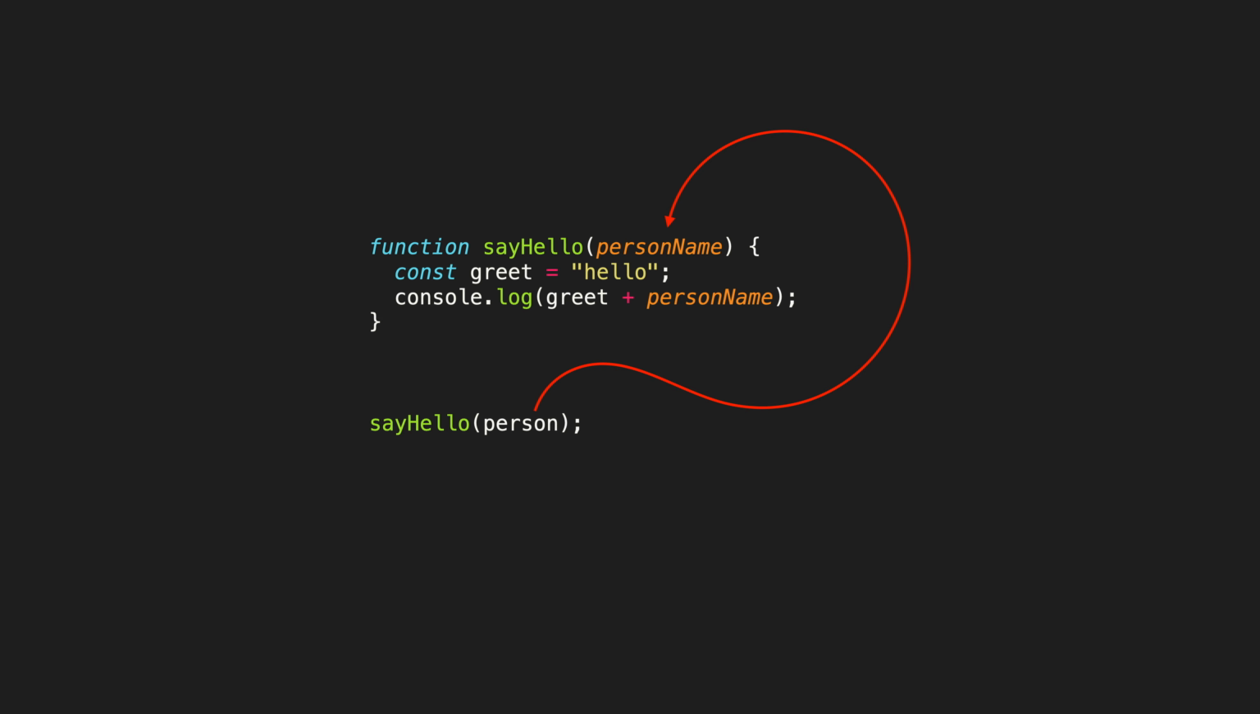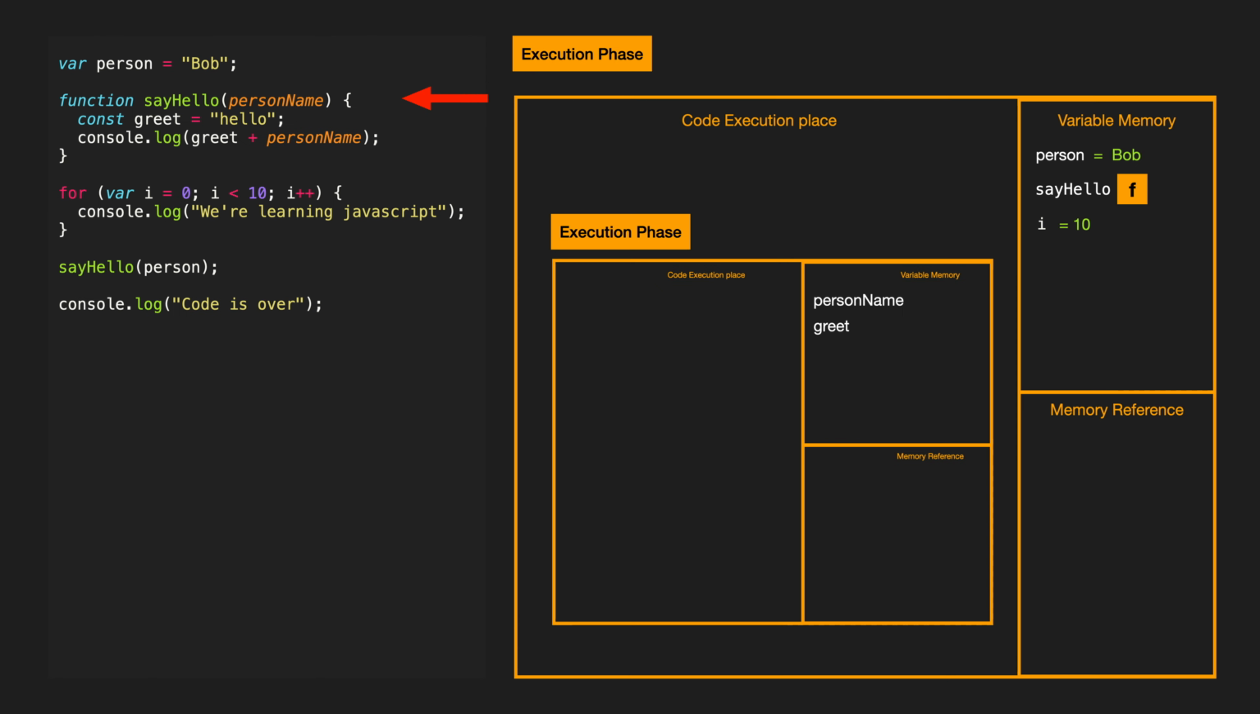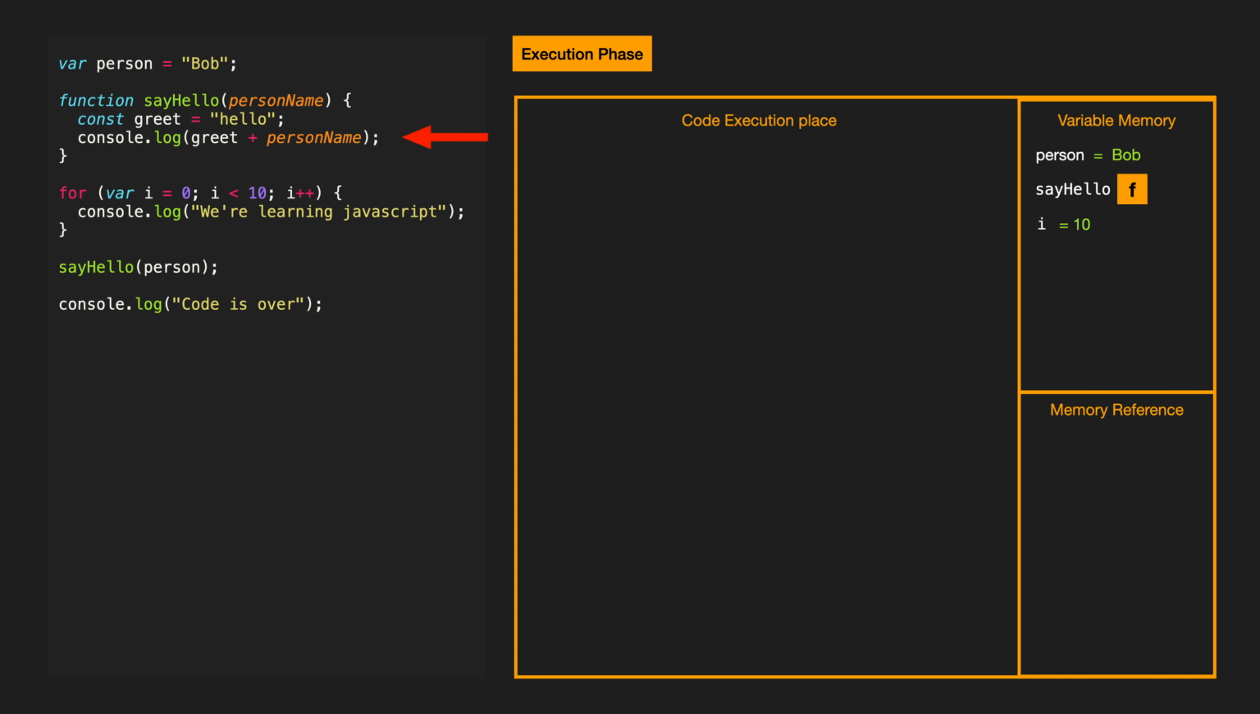So let's get back to the execution context again. For a function in the execution phase, this personName variable or parameter will be initialized with whatever is passed as an argument when calling the function. That is the string Bob for us. In the next line, we are assigning the string hello to greet. And in the final line, we are console logging those two strings. And the function execution is over. So the execution context will be deleted and the thread will go back to the previous execution context.